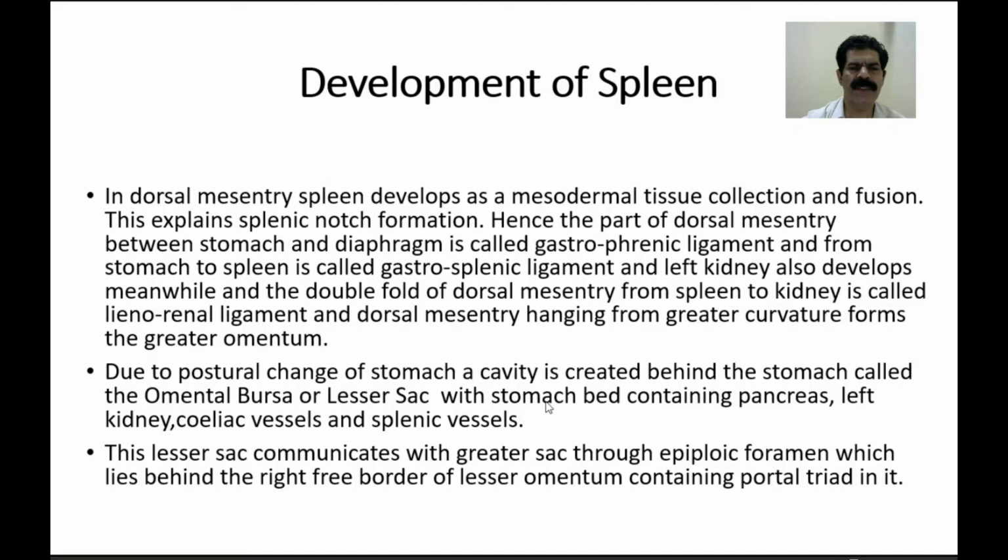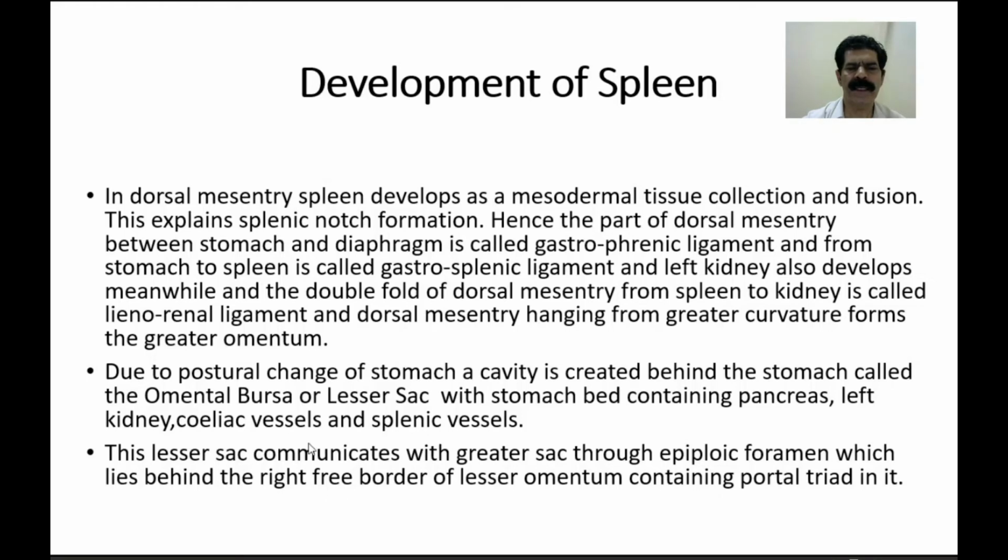And in this posterior bed or the stomach bed lie the pancreas, the left kidney, celiac vessels, the left crus of the diaphragm, and the splenic vessels. So this lesser curvature is created.